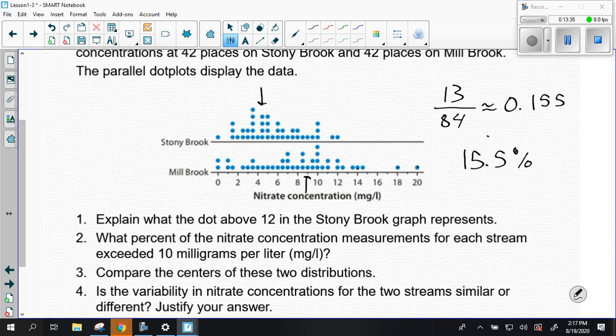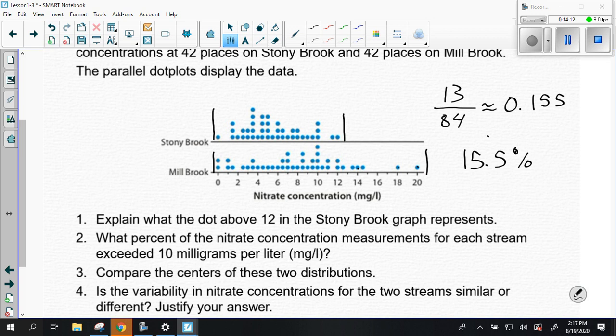All right, so is the variability in nitrate concentrations for the two streams similar or different? What would you say? How spread out is the data? How much does the data vary? Well, it looks like Stony Brook, right? Our range is only from here to here, right? Well, we've got a huge range for Millbrook. So I would say that the distribution for Millbrook has much more variability or variation in it than Stony Brook.